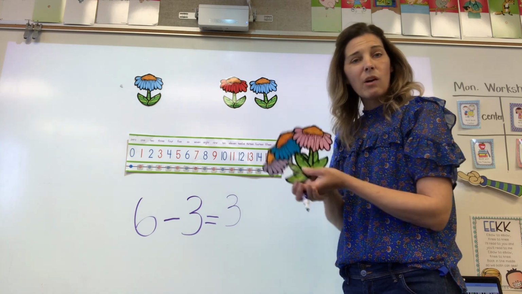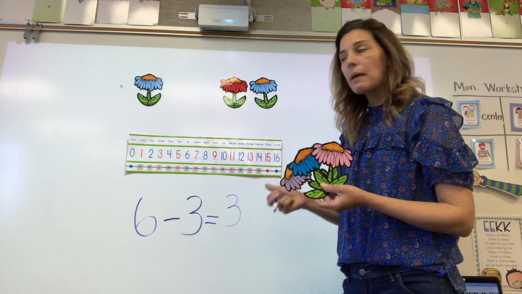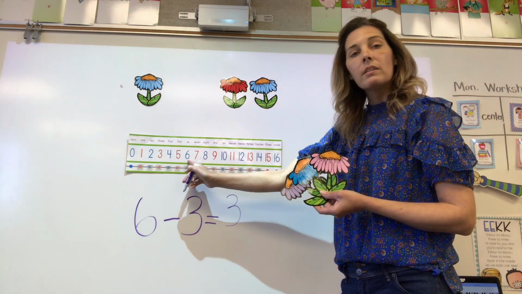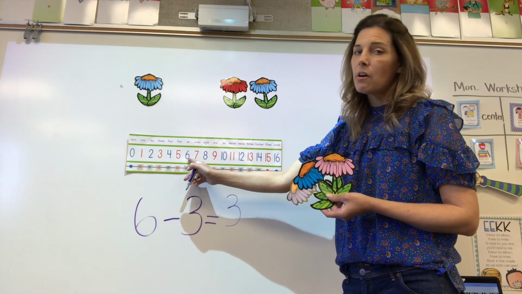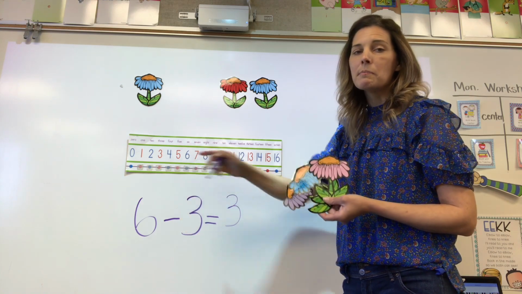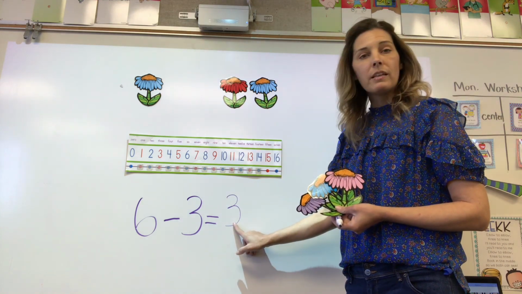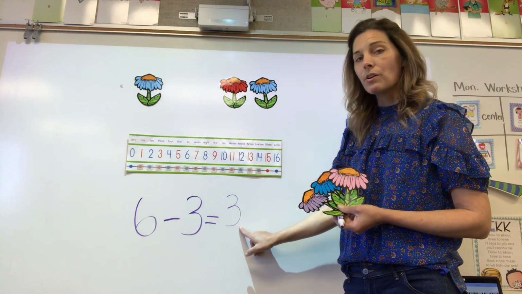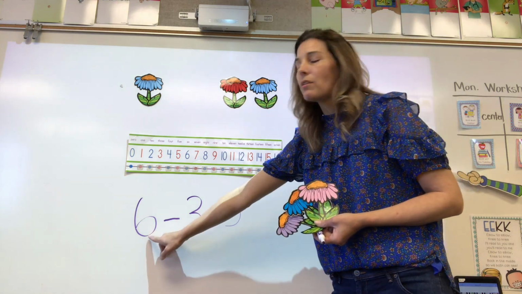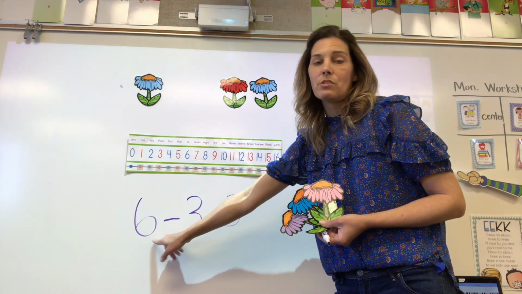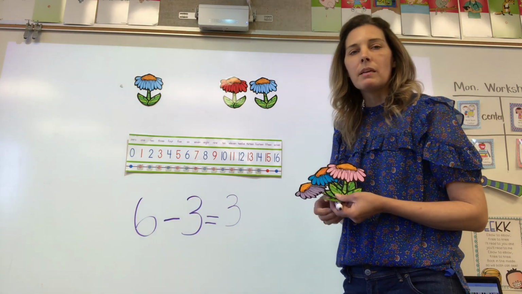So I could count items and take them away. I could use a number line and count backwards to help me solve my subtraction problems. But the most important thing I need to remember is that my difference, or my answer, must be smaller than the whole group that I started with, because I'm taking something away.